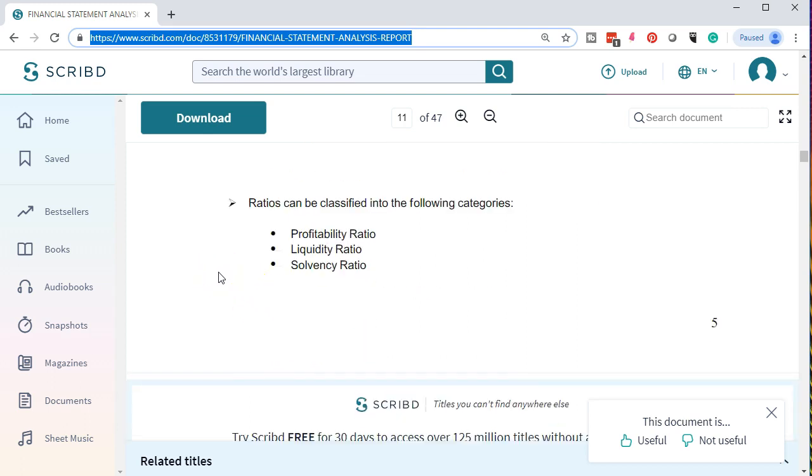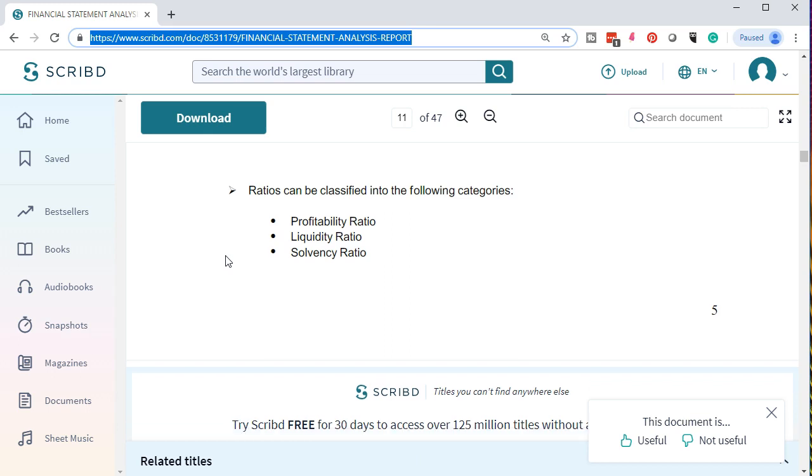Ratios can be classified into the following categories. We have three here: profitability ratio, liquidity ratio, solvency ratio. Note, we're not thinking about market type ratios. We're not taking into consideration market characteristics because this is the internal report, and we're not considering things like market price, which aren't included in the data of the company.